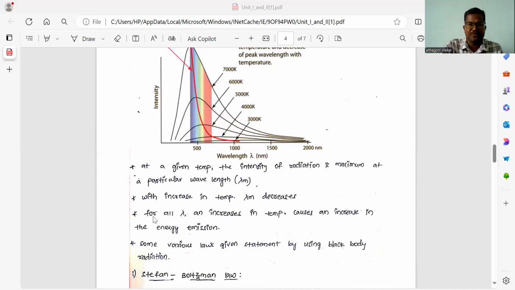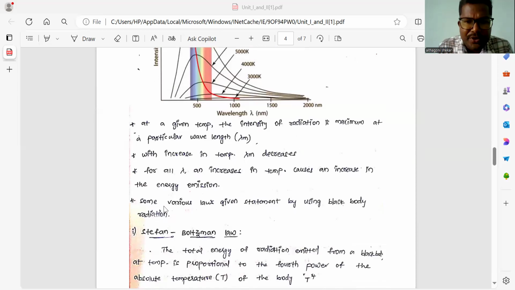And the next point: for any lambda, an increasing temperature, suppose 3000, 4000, 5000, 6000, causes an increasing energy emission also. With 3000 Kelvin the intensity is very low, 4000 Kelvin the intensity increases, 5000 Kelvin increases further, 6000 and 7000 also increase. So as temperature increases, intensity also increases.